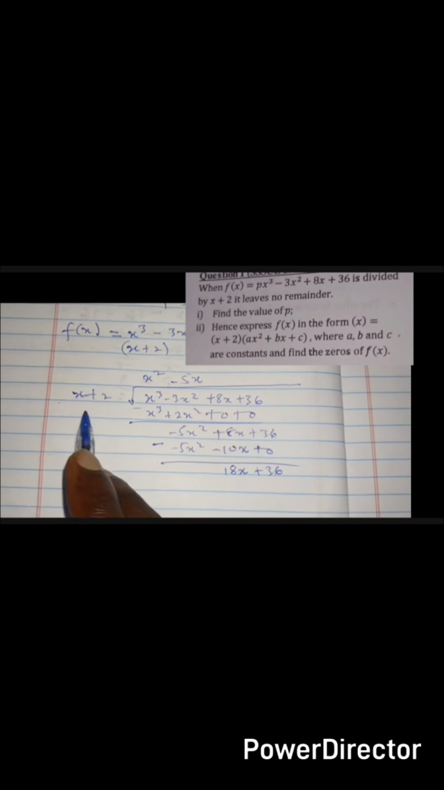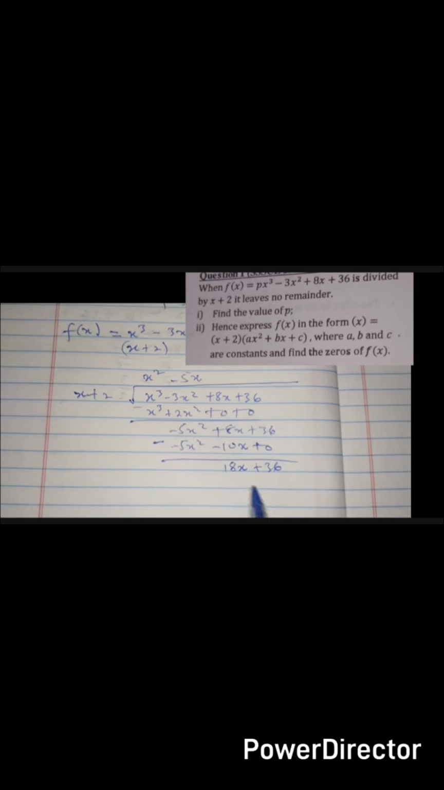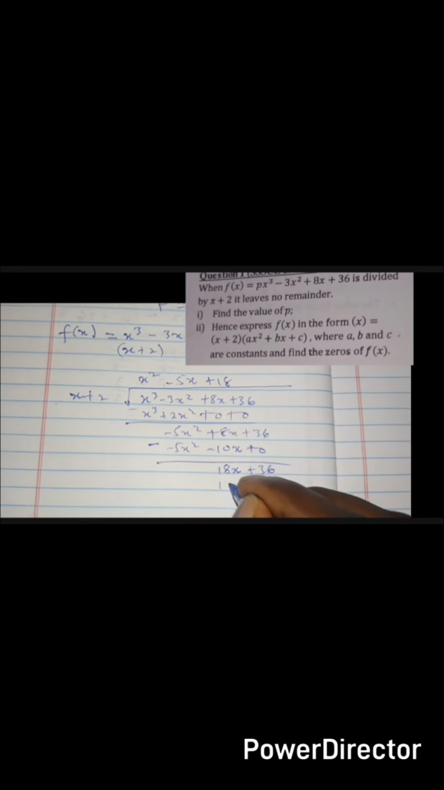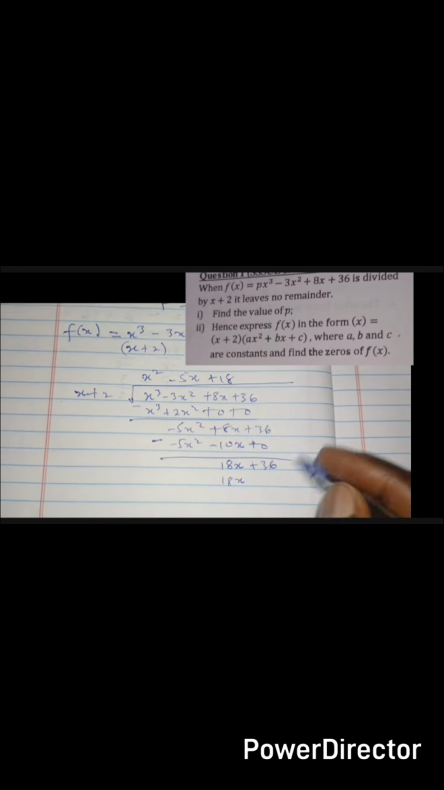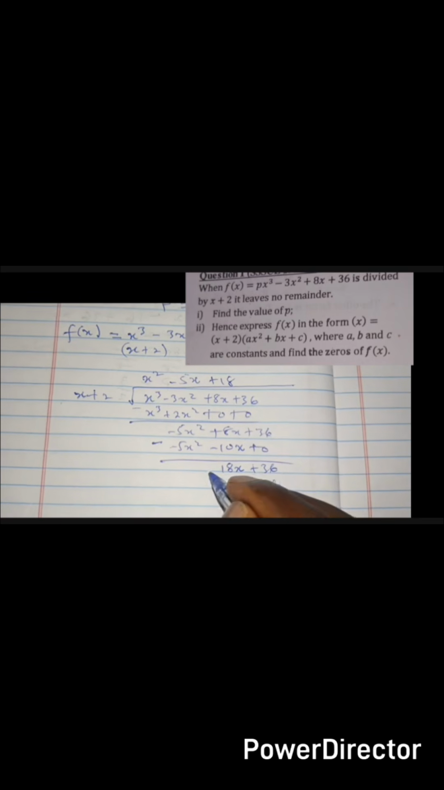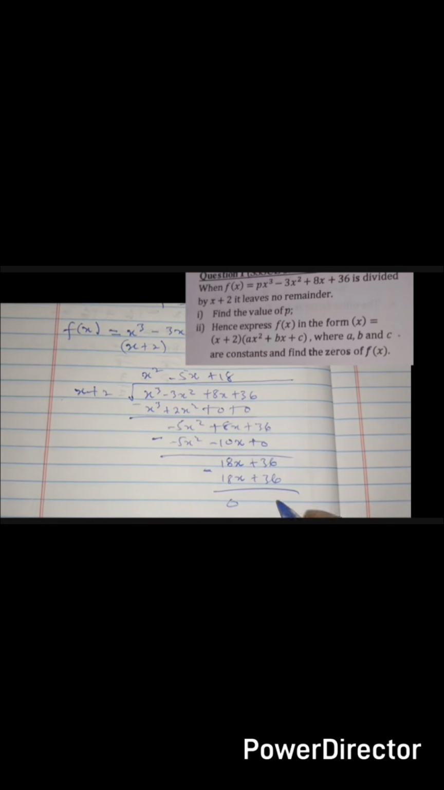Then we have our 36 here. x into 18x is 18. 18 times x is 18x. 18 times 2 is 36. Now let's subtract. We have 0 and then 0. So now we have x plus 2, which is the first factor, against our quadratic, which is the second factor. Now we can simplify this further.